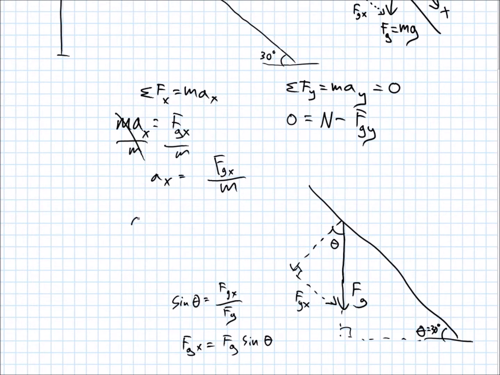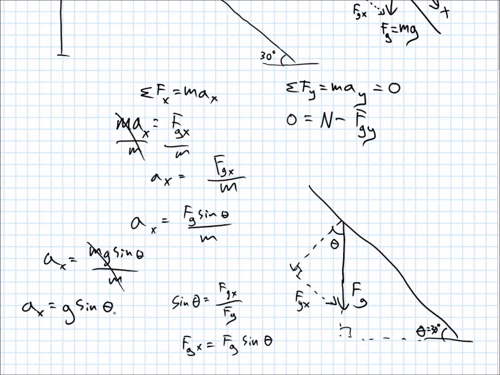So plugging that in up here, I get that ax is equal to the force of gravity times the sine of theta divided by the mass. And don't forget that force of gravity is simply mg. So ax is mg sine of theta divided by mass. Oh, look at that, the masses cancel, and I get that ax is simply g sine of theta.